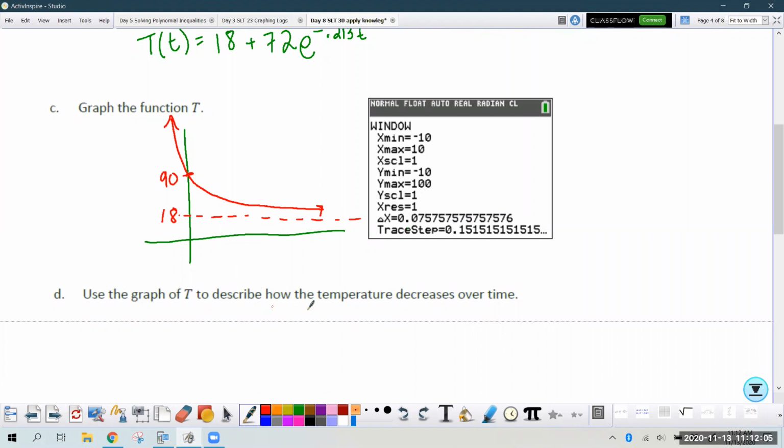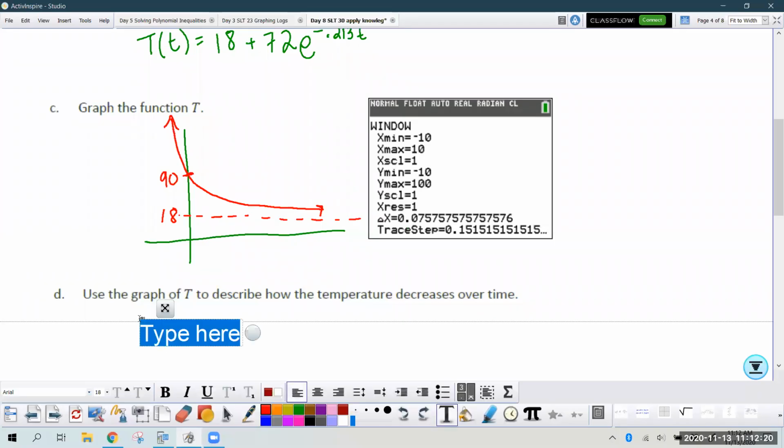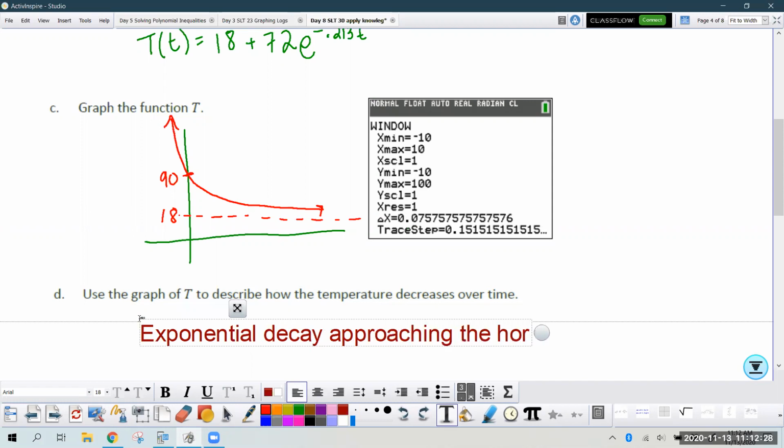Use the graph to describe how the temperature decreases over time. So for that, I would say it's an exponential decay approaching the horizontal asymptote of Y equals 18.